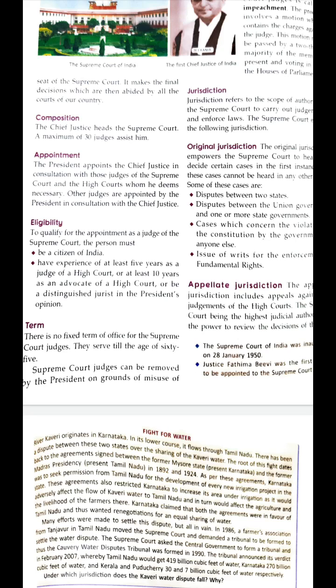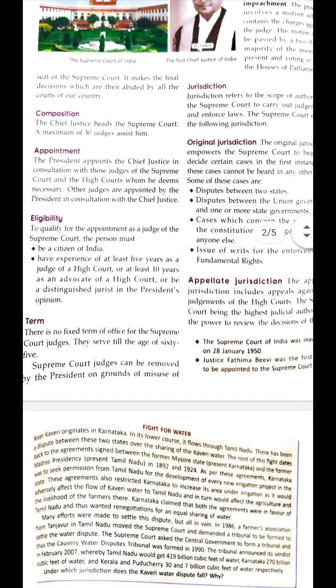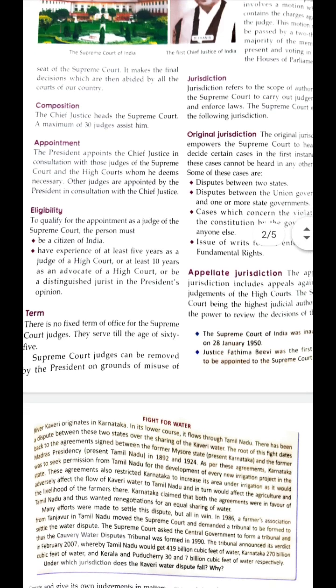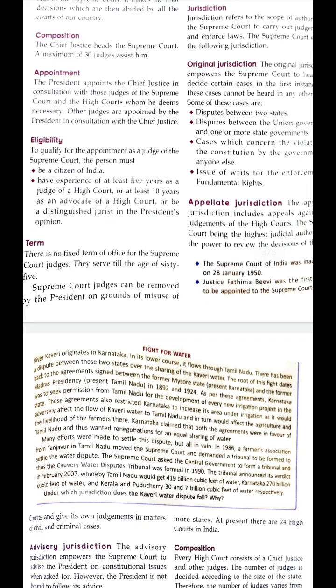Clear? Now the term, that is the tenure to be a judge of the Supreme Court. There is no fixed term of office for a Supreme Court judge. They serve till the age of 65. That means, how long does a judge of the Supreme Court serve? That is, till 65. Now the Supreme Court judge can be removed by the President on the ground of misuse of the office, proven misbehavior, or incapacity.